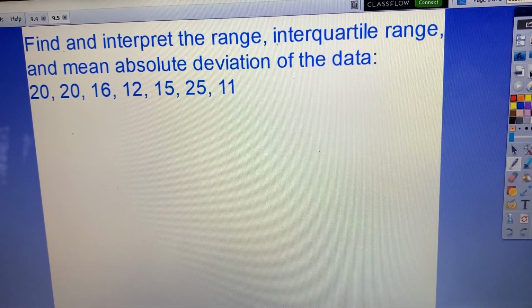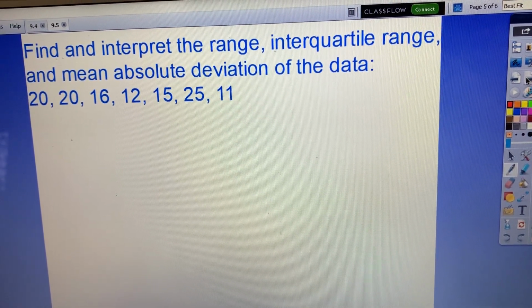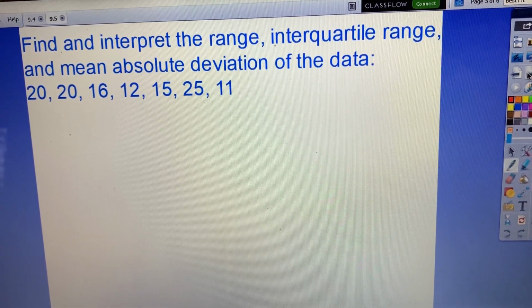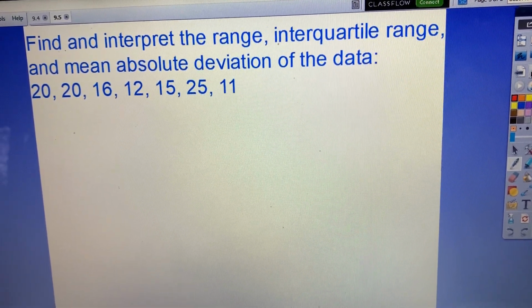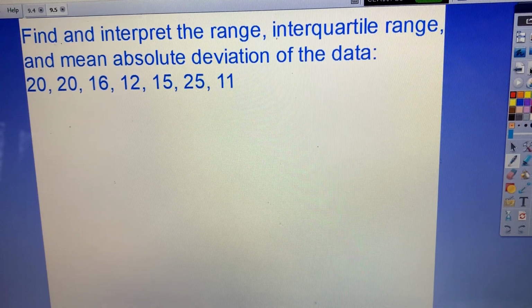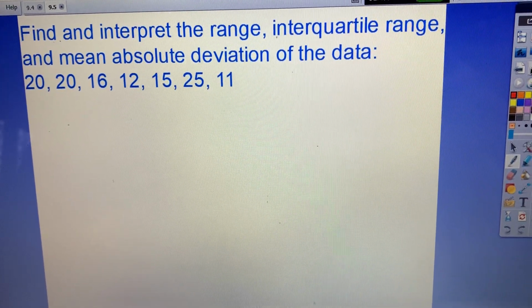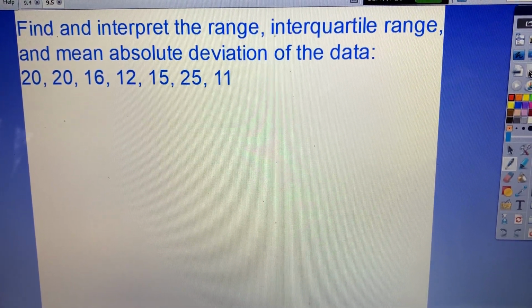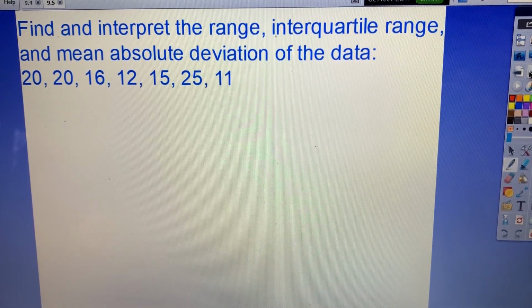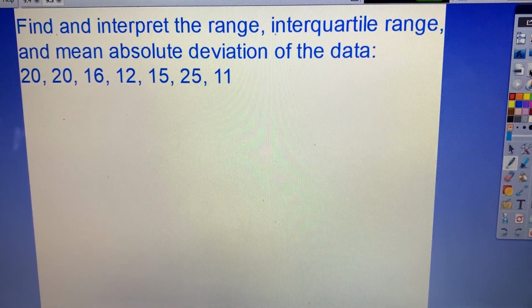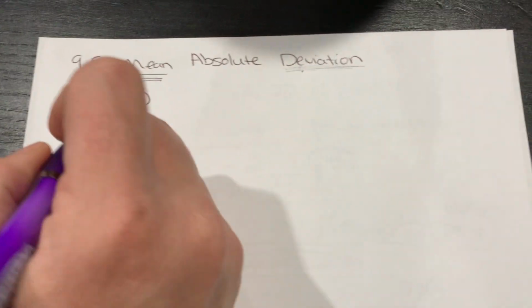All right, one more. Find and interpret the range, the interquartile range, and the mean absolute deviation of the data. Oh, so now this is combining all of the concepts that we have done since yesterday, the range and interquartile range, and then what we did today, the MAD. All right, so let's write these down. I'm going to start by writing my numbers in numerical order.